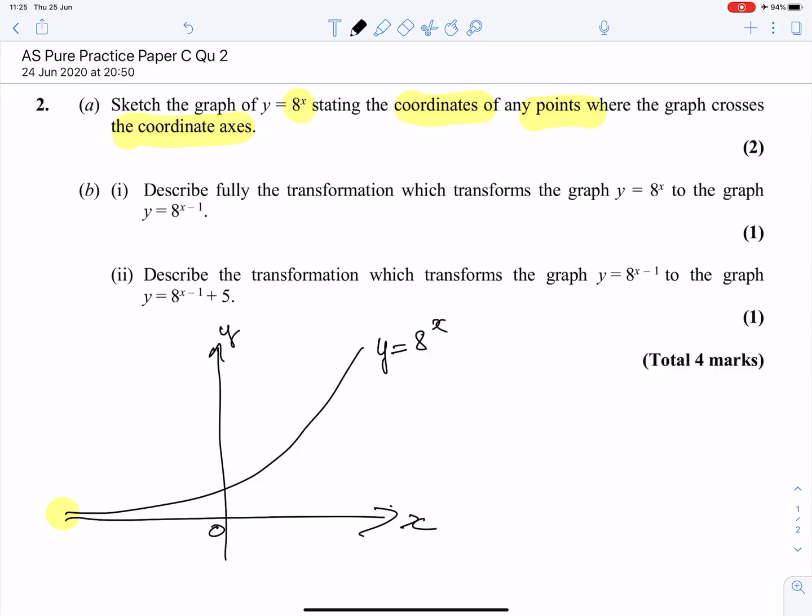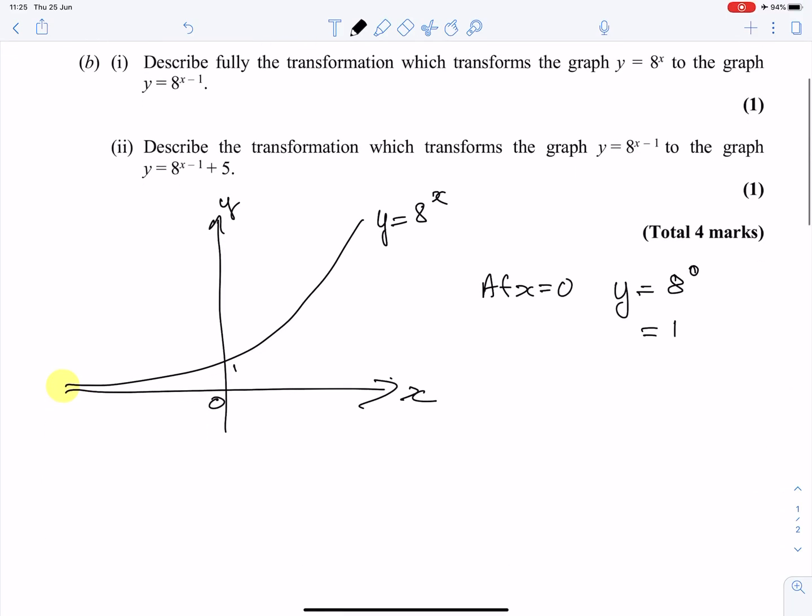We've got to label the graph at x equals 0, because that's where it crosses the y-axis. y equals 8 to the 0, which hopefully you know is 1. You can use a calculator, obviously, if you need to. Part B.